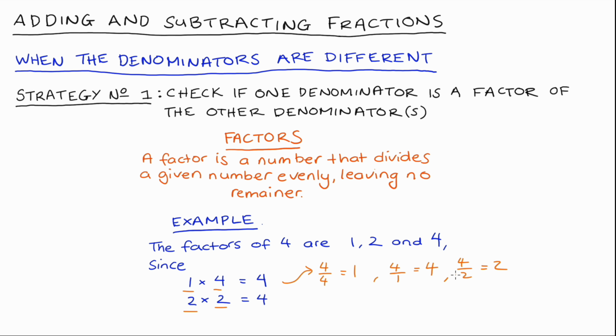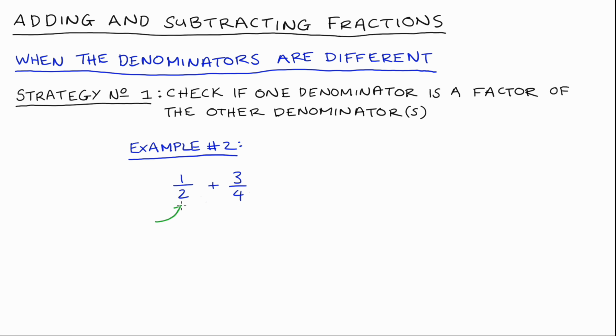So then if we have a look at example number 2, our second example, we have 1/2 plus 3/4. Looking at the denominators, I can see that 2, that's the denominator of the first term, is a factor of 4, the denominator of the second term.